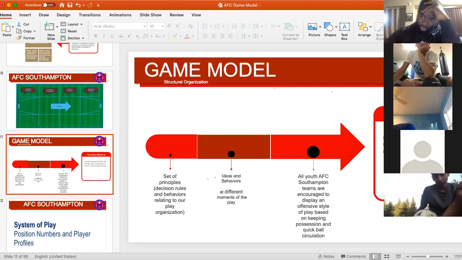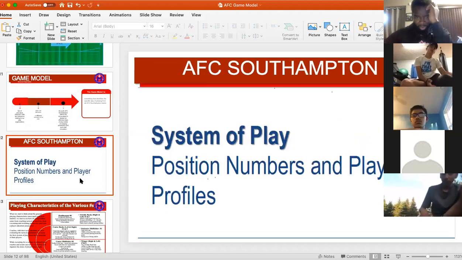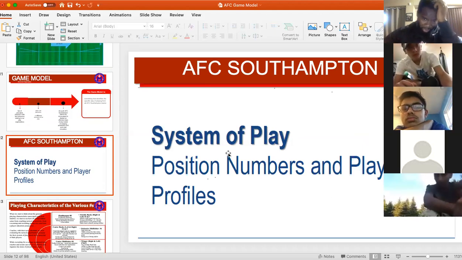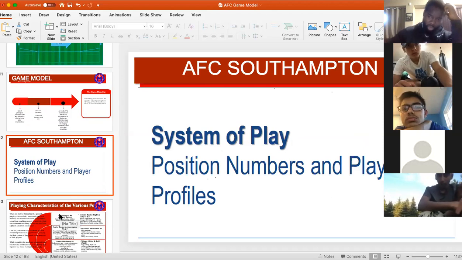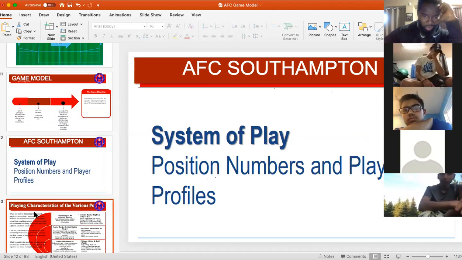Again, we're trying to do this so we have an identity, how we want to play, and all of our players and our teams want to play with these styles. So position, system of play, position numbers, and player profile. As a player, you play by numbers and position, but you must understand what is meant by system of play. System of play means the formation you're playing. The first one was style of play, how you want to play. System of play is what kind of formation we're playing.